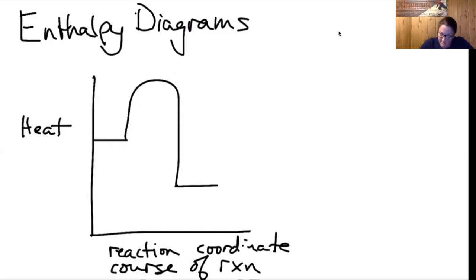So we start off at this point here, and this point here where we start off is when we have reactants present. Then it goes through some sort of path and ends up at the end where we have products present.